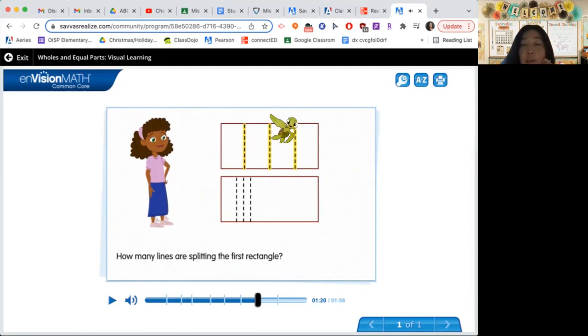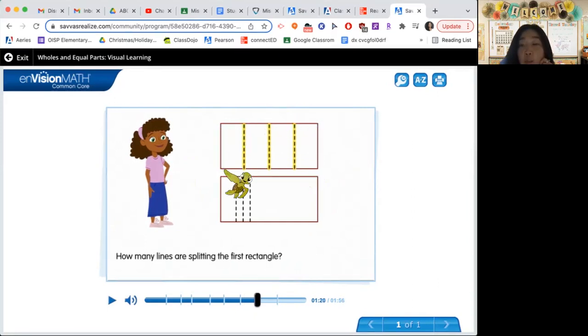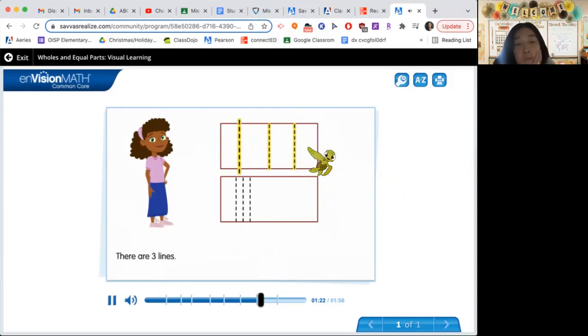So let's say this is a chocolate bar, okay? And you want to cut this chocolate bar into pieces so that you can share with your friends. How many cuts would you need to make in this chocolate bar to share with 4 friends? 3. You would cut right here, and right here. By cutting it 3 times, this chocolate bar gives you 4 pieces. There are 3 lines.